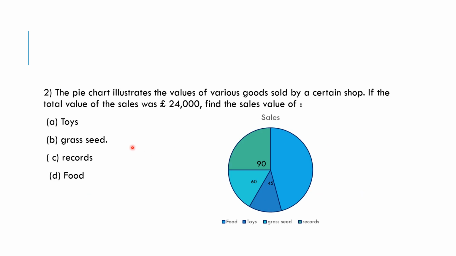Okay, let's have a look at another question. The pie chart illustrates the values of various goods sold by a certain shop. If the total value of the sales was £24,000, find the sales value of toys, grass seed, records and food. This is the pie chart, and it shows different sales of food, toys, grass seed and records. The sales of food was the highest and the sales of toys was the least.